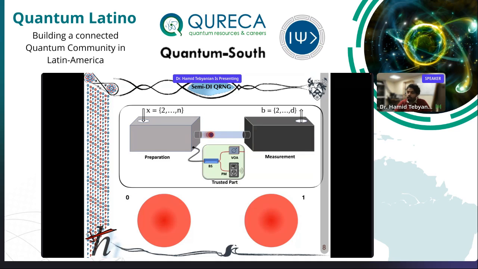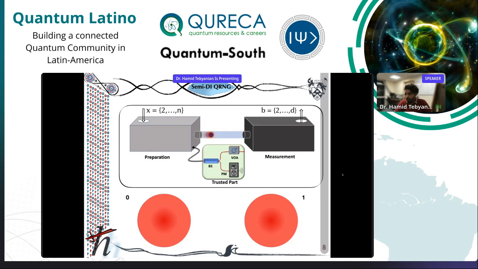In this presentation, I present a semi-device independent quantum random number generator based on the prepare-and-measure scenario, in which we have an input to the preparation part, and the outcome comes out from the measurement part, and based on the input-output correlation, we can certify some randomness. The measurement is completely untrusted, so we see it as a black box, but there is a single assumption on the preparation part, which you can see here in the black box: we have a beam splitter, power meter, and variable optical attenuator, which we suppose are trusted, and the rest of the preparation device is untrusted.